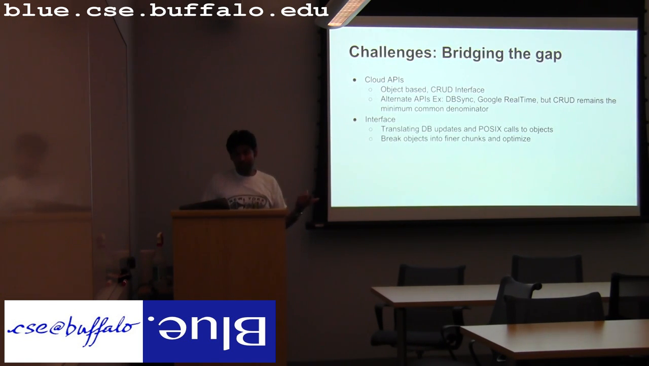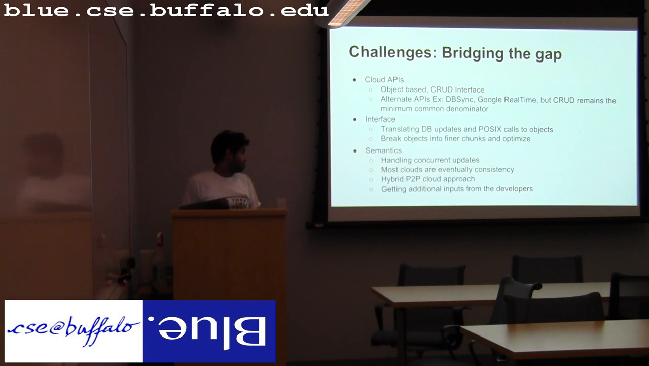One of the solutions we can do for this is to break the object into finer chunks. That is, a database object can be broken into 5 or 6 chunks, and each of them can be stored on the cloud independently. There are semantic mismatches too, which is essentially a consistency mismatch: the Google Real-Time APIs guarantee real-time consistency, whereas Dropbox or S3 just gives you eventual consistency, and so on. And this can be solved by getting some additional input from the developer.